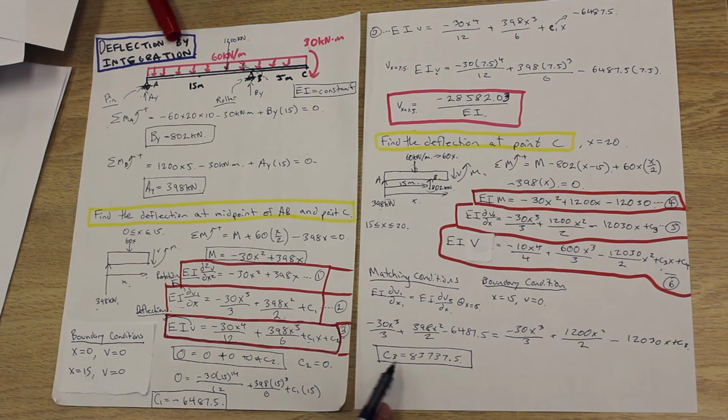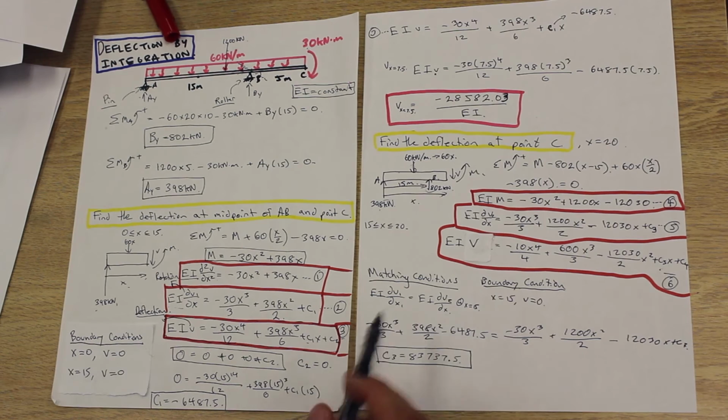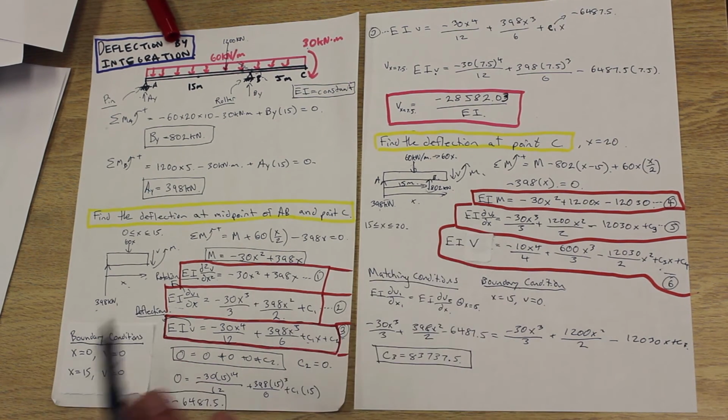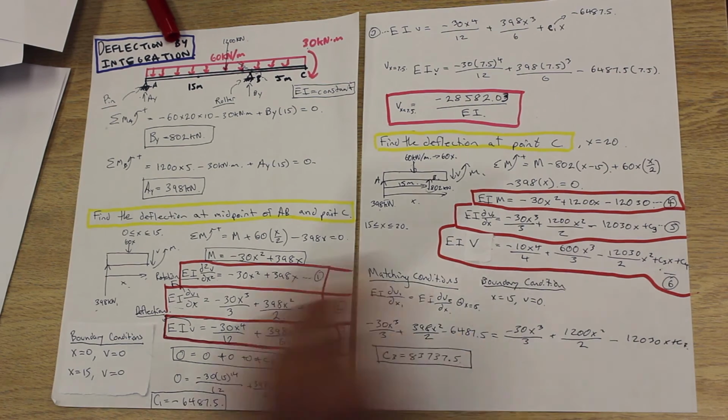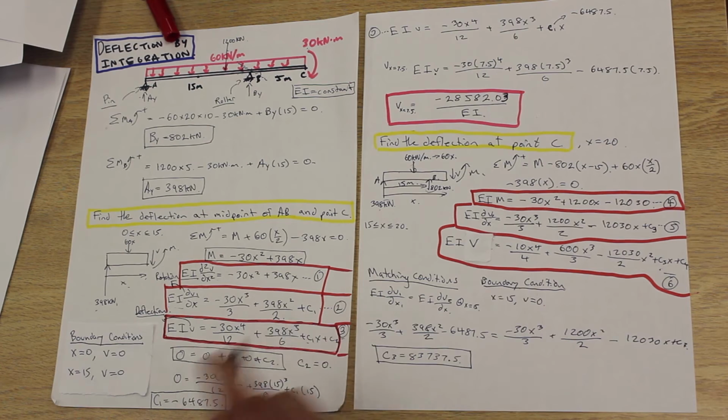How do we do that? Well, we're going to plug C3 into this equation here, or equation 6, and we're going to use the boundary condition X equals 15, V equals 0. Well, it's not going to give us C4, we're going to need to calculate it, but it's going to isolate C4 for us.